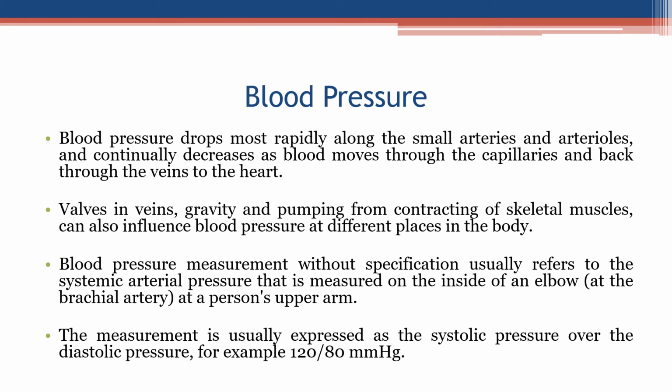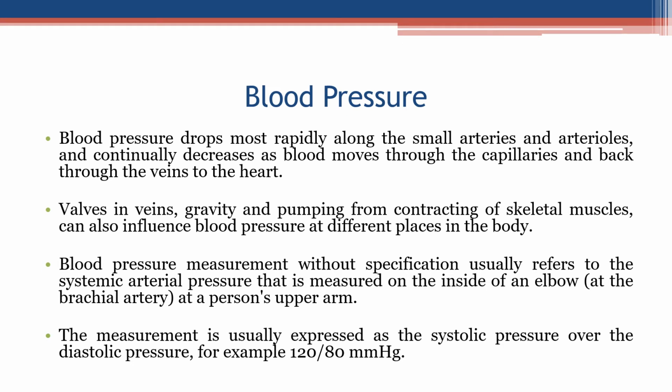Blood pressure drops most rapidly along the small arteries and arterioles and continually decreases as blood moves through the capillaries and back through the veins to the heart. Valves in veins, gravity, and pumping from contracting of skeletal muscles can also influence blood pressure at different places in the body. Blood pressure measurement without specification usually refers to the systemic arterial pressure that is measured on the inside of an elbow, at the brachial artery, at a person's upper arm.